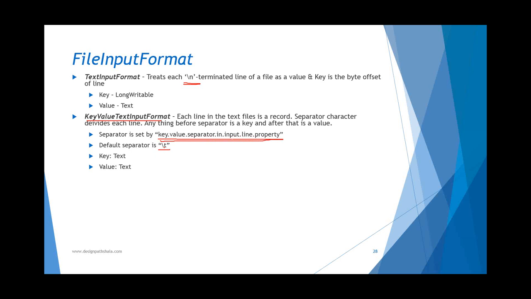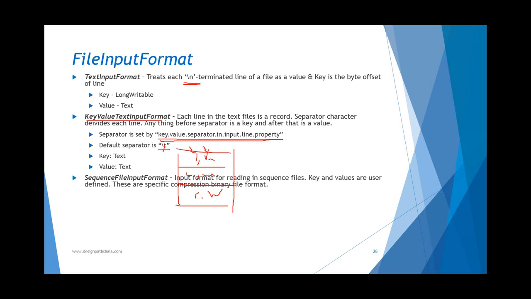Otherwise, I can say it as a comma, and say my values are something like this: 1 comma value, 2 comma value, 3 comma value. Sorry for my pathetic writing. So in that case, if I use this class, my key which will be passed to the mapper would be 1, and the value which will pass to the mapper is this value, and so on for each of these records. So my mapper's map function would be called, and this is how the key and value pair would be created for me.